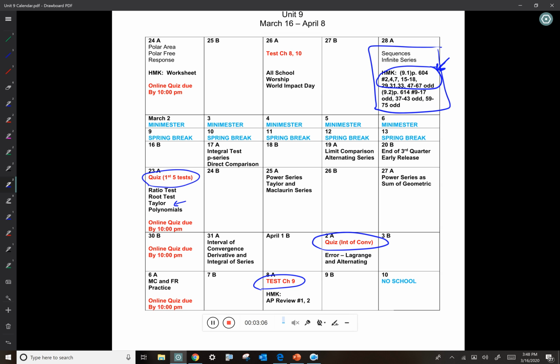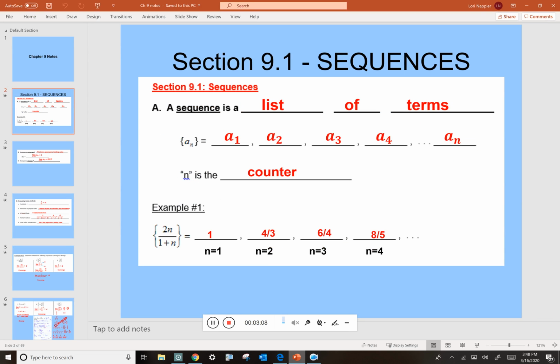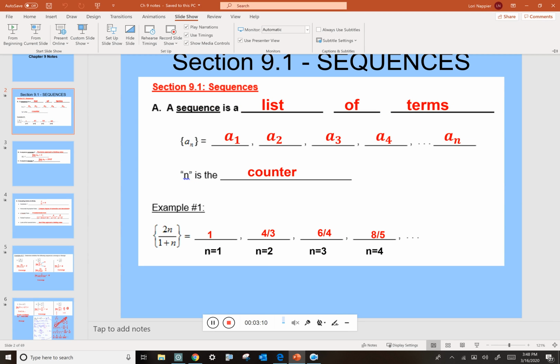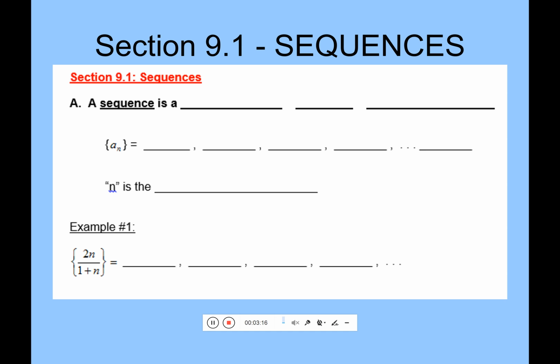So when we start to look at the notes, I'm going to talk through a PowerPoint, just like I would normally be doing in class. Section 9.1 is sequences. Basically you need to know a sequence is simply a list of terms. That's it. It is just a list of terms.